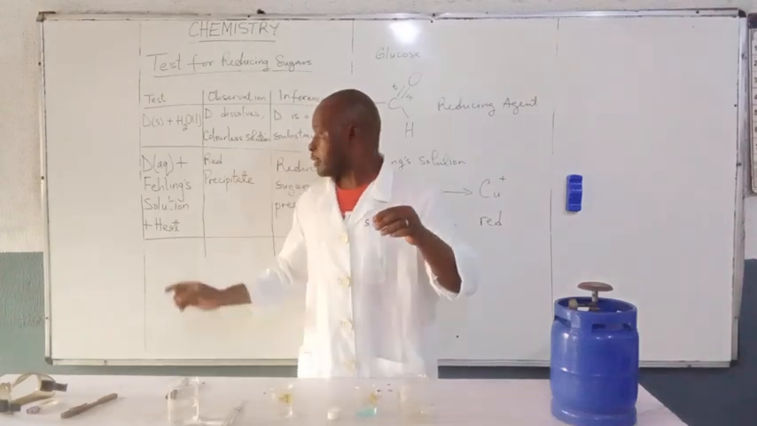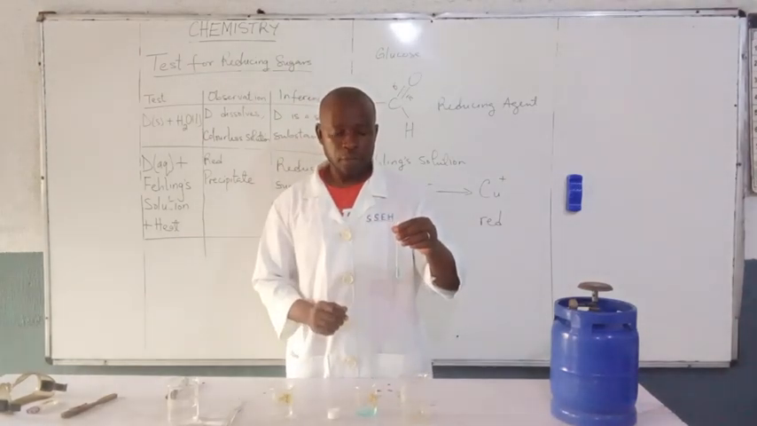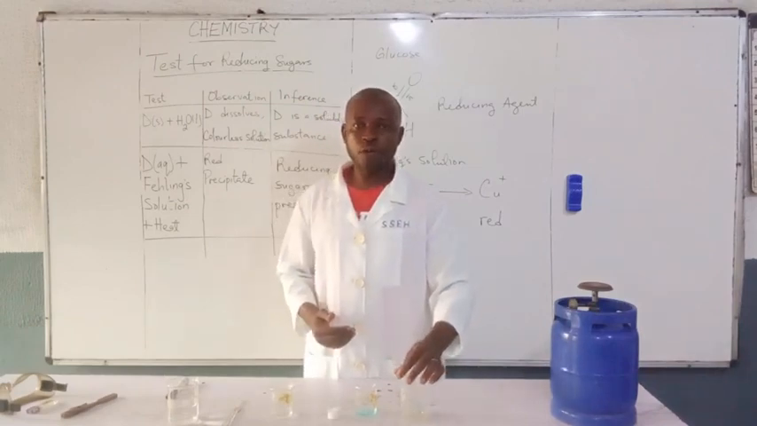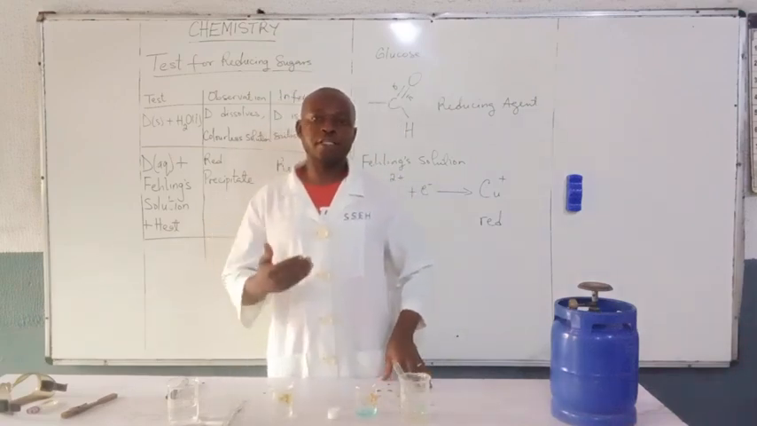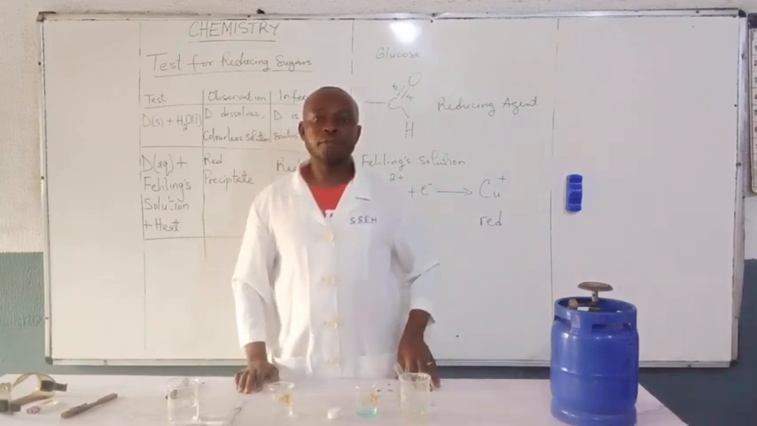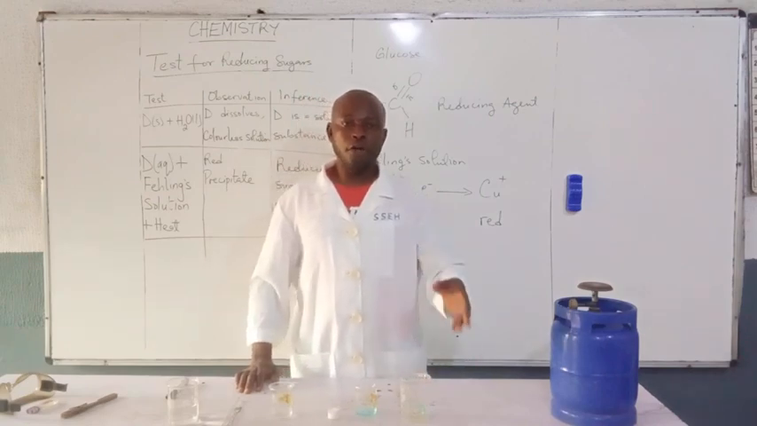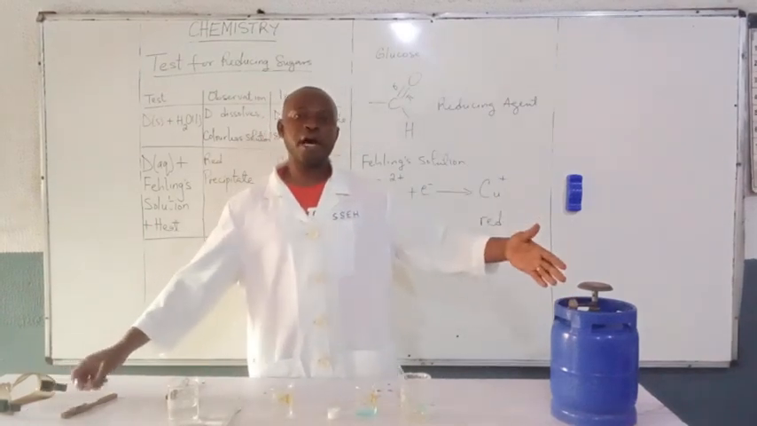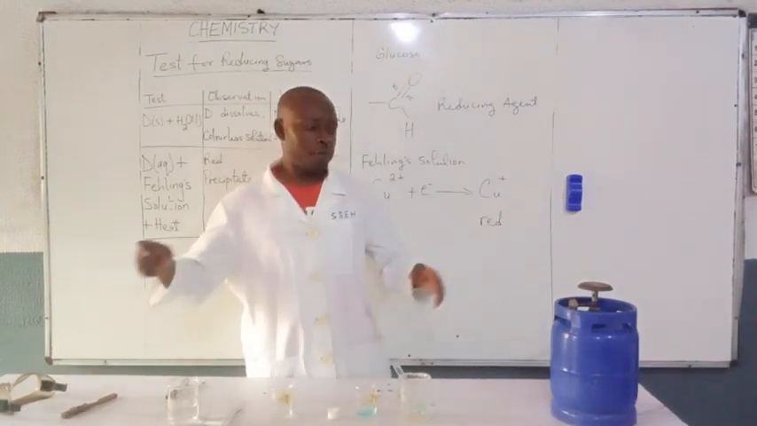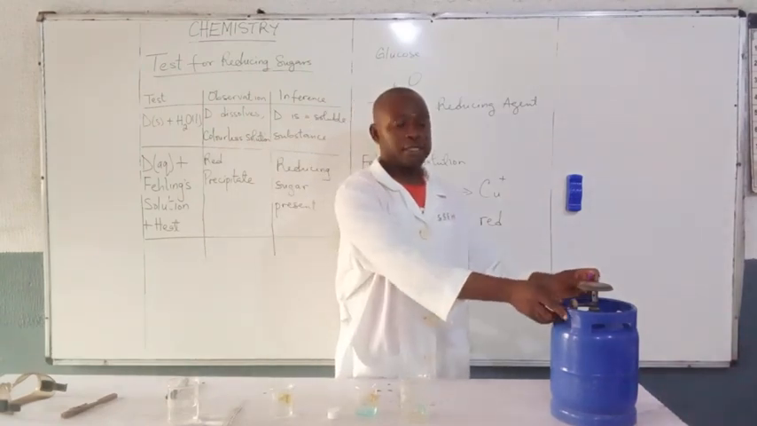The instruction says heat. In the chemistry laboratory, what is the apparatus we use to heat a solution or a sample if we are told to heat? We use the Bunsen burner. But right in front of me here, I have an improvised Bunsen burner, which is this. So I'm going to light it up.